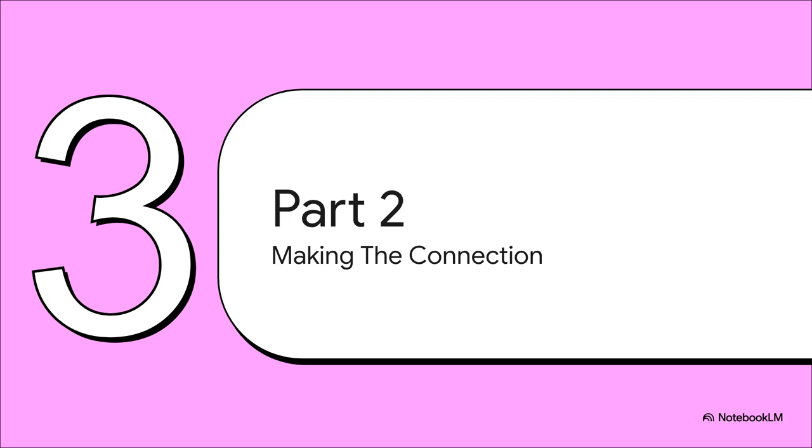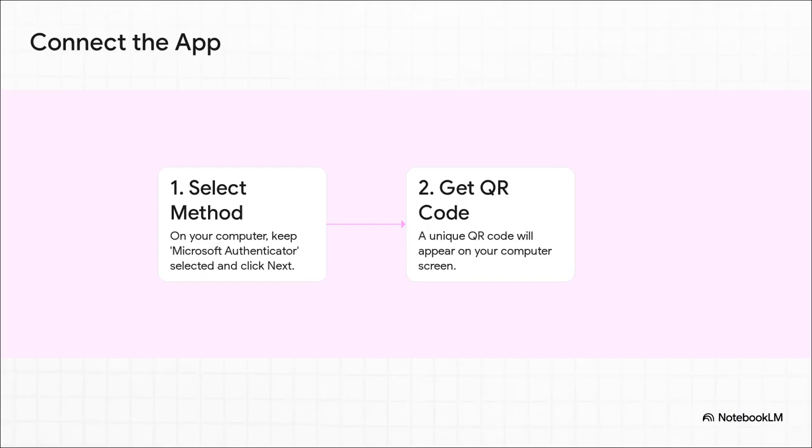Perfect. So you've got the app on your phone, and you've started the process on your computer. Now for the really cool part. We're going to link them together. This is really the heart of the whole setup. Okay, back on your computer screen, it should be asking how you want to do this. Just make sure Microsoft Authenticator is selected and then click Next. And boom, your screen should now have a big, square, black and white pattern on it. That's a QR code, and it's basically a unique, secret handshake just for your account.